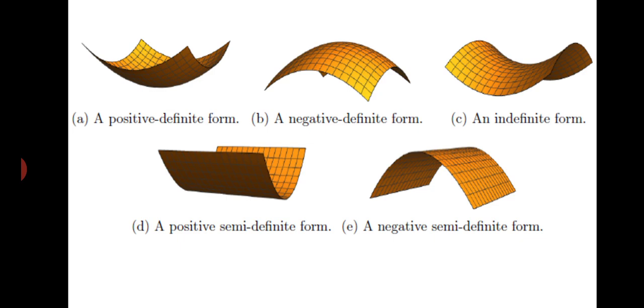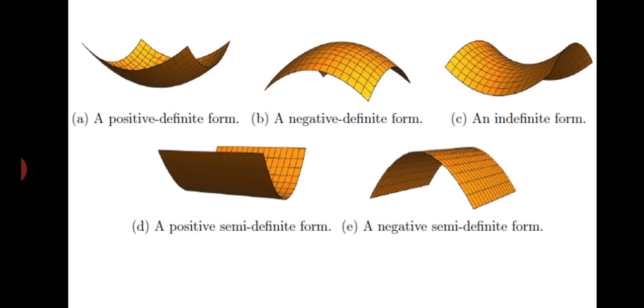This picture is very beautiful, and you can understand with its help. In this plot we see 5 distinct behaviors: A, B, C, D, E. The form in the first picture, A, never takes on a negative value, and its only kernel vector is the 0 vector. That is, Q(x) is greater than 0 for all non-zero vectors x. For any non-zero vector x, Q(x) is always greater than 0.